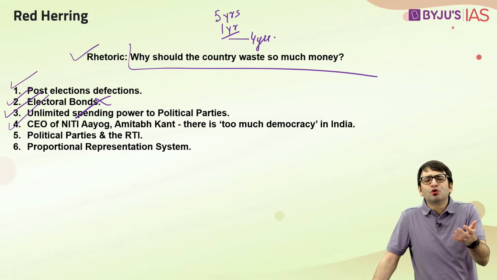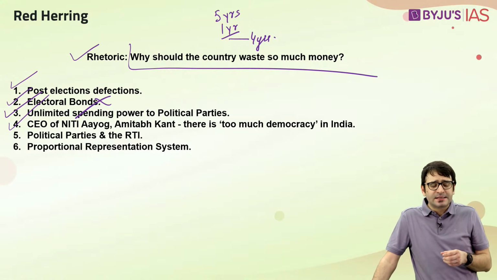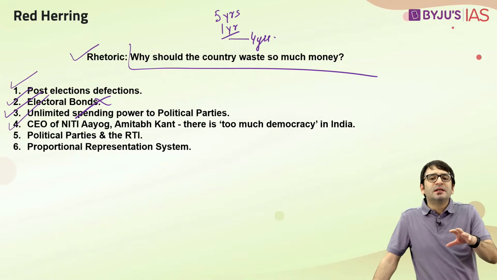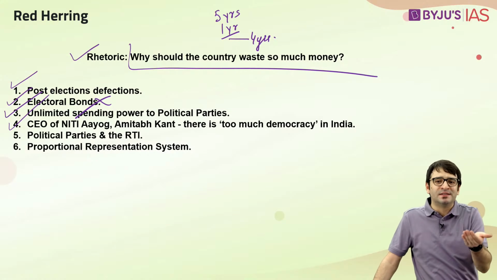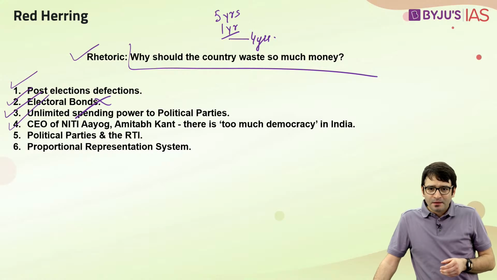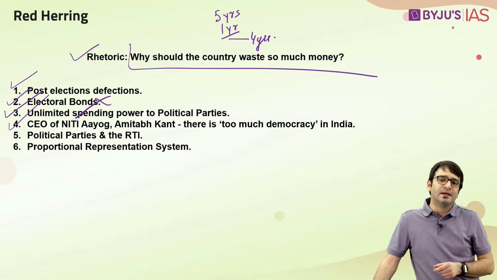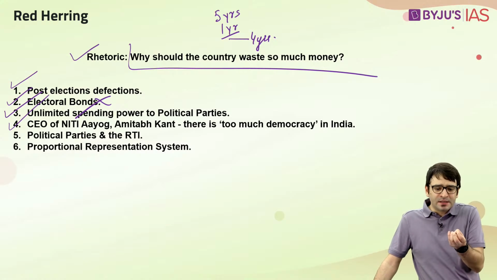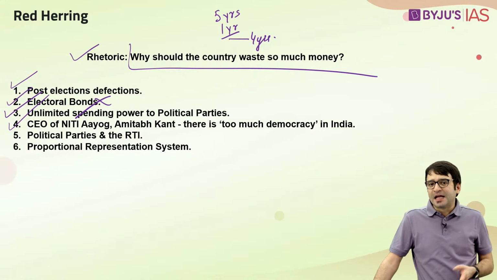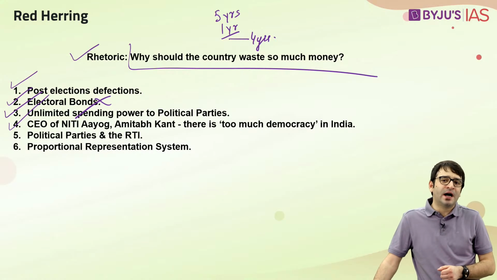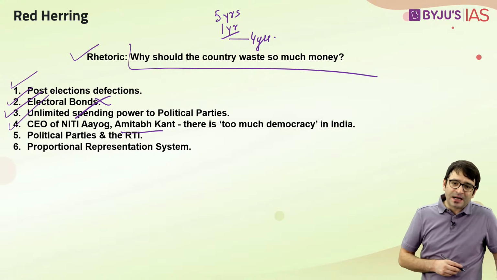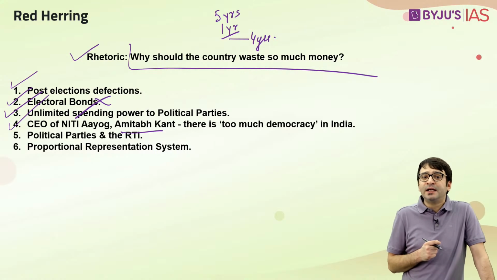Critics, or those who believe in simultaneous elections, say elections in a democracy are means for good governance. But if we have frequent elections, governance takes a hit. Which basically means too much democracy is bad for India. That's what the CEO of Niti Aayog, Mr. Amitabh Kant, said. There is too much democracy in India.